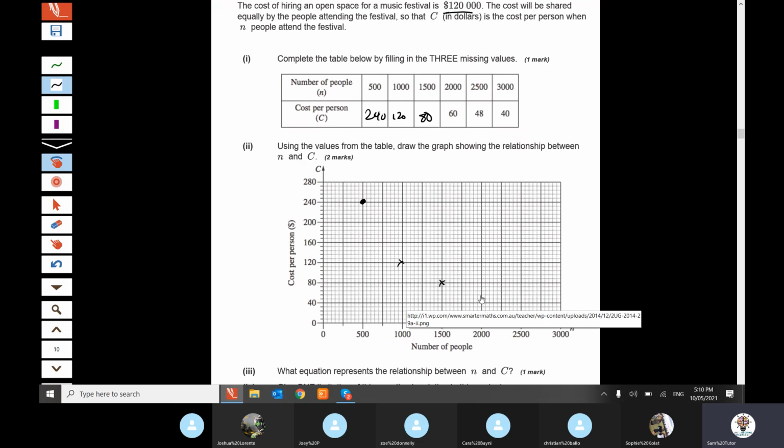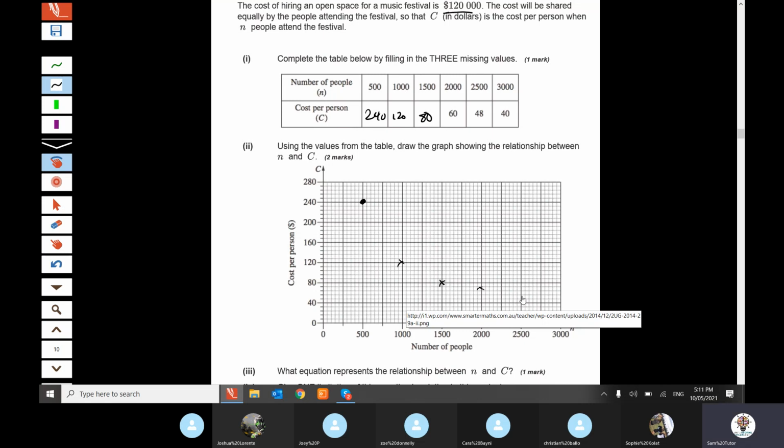What's this going up by, 2s? Nope. 40 to 80 is 40, by 5 is 8. So 60 is somewhere here. 2,500 is 48, sorry, 48 would be somewhere there. Doesn't really matter. And then 3,000 is at 40 specifically.